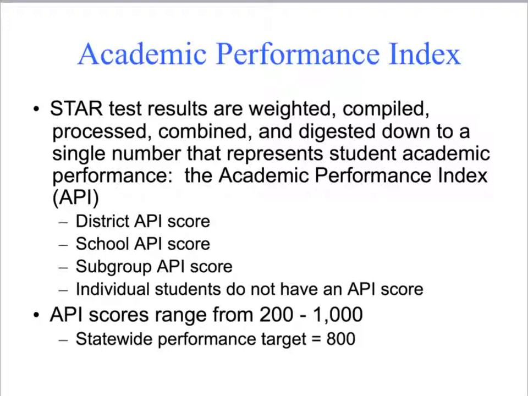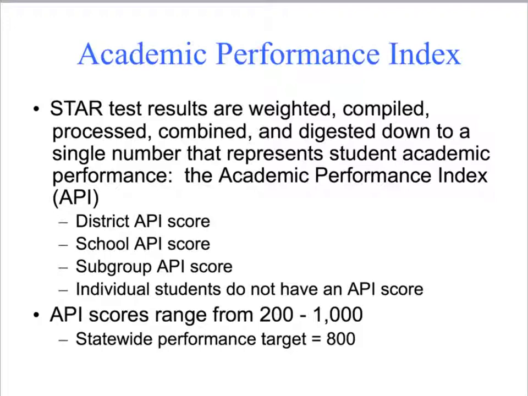And every district has an API score. Every school in that district has its own API score. And every underperforming student population, racial and ethnic groups, low SES groups, English language learners, and students with disabilities, they also have API scores by subgroup. Individual students don't have an API score. They just have their regular test scores, which are reported to the school and to the families.